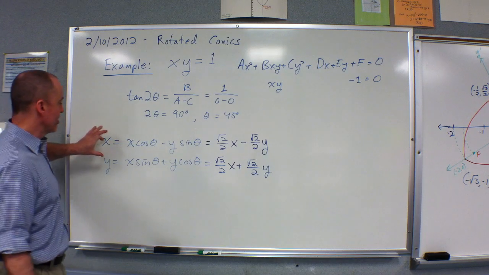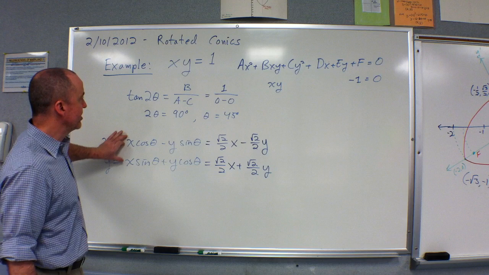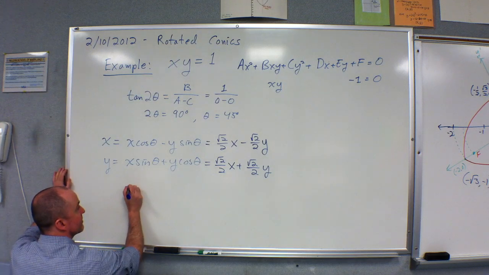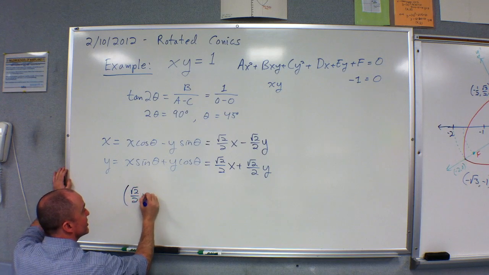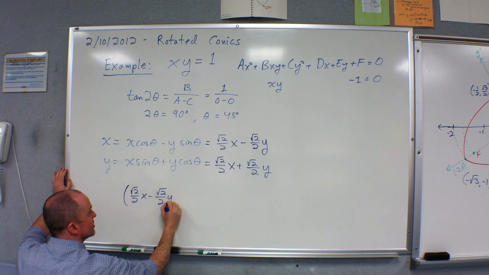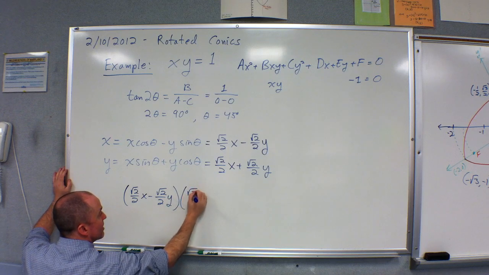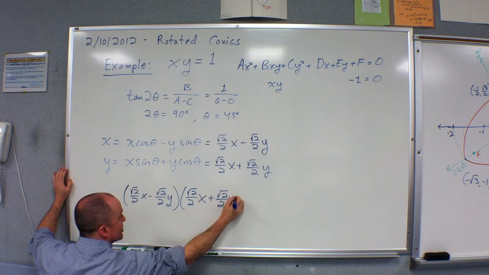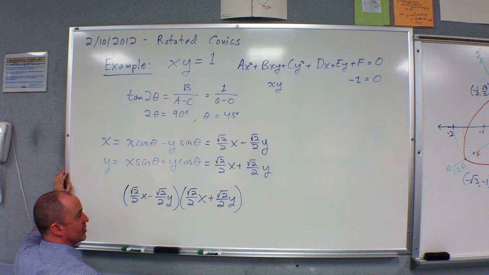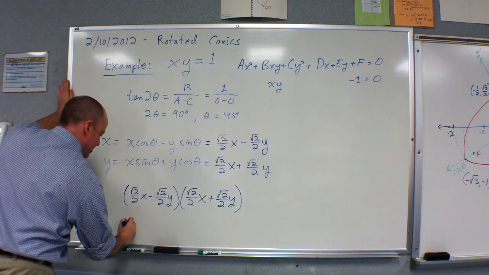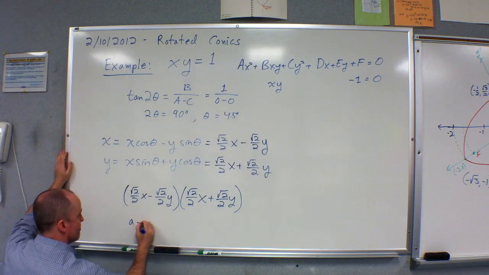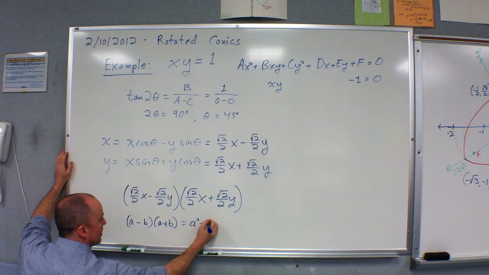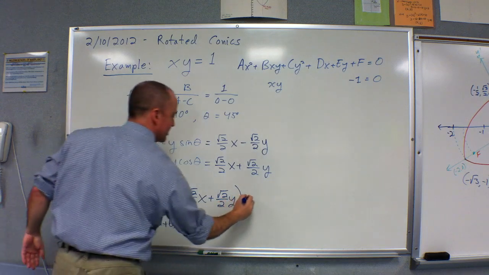Now we take our substitution formulas here, plug them in for x and y back in the original. So this becomes root 2 over 2 x' minus root 2 over 2 y' times root 2 over 2 x' plus root 2 over 2 y' equals 1. And again, if you remember your factoring patterns, a minus b times a plus b equals a squared minus b squared.